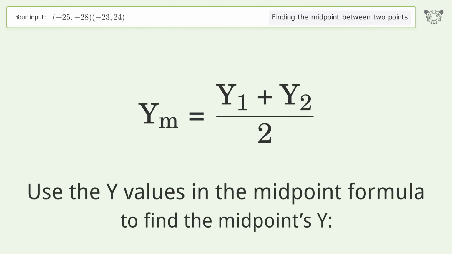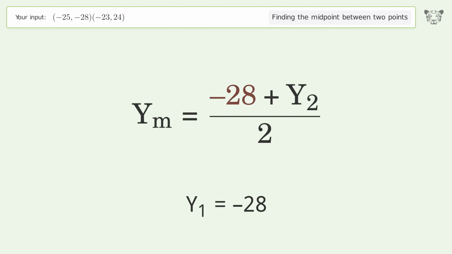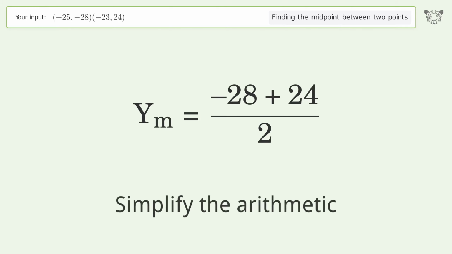Use the y values in the midpoint formula to find the midpoint's y. y1 equals -28. y2 equals 24. Simplify the arithmetic.